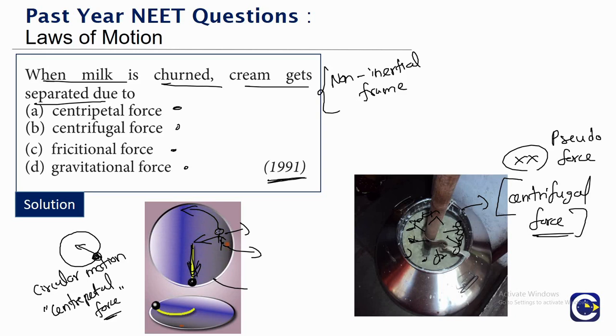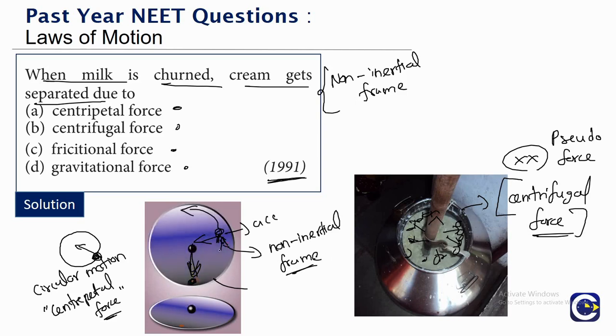There is a force acting on the observer itself. The observer himself is having acceleration. So what do we call such observers? Non-inertial frame. Such observers will be called a non-inertial frame. Whenever we look at the motion of anything from the non-inertial frame, by the way, what is the answer for this question? We have to give the answer as centrifugal force.